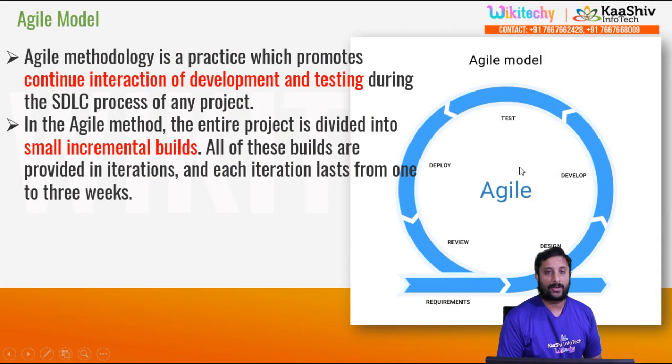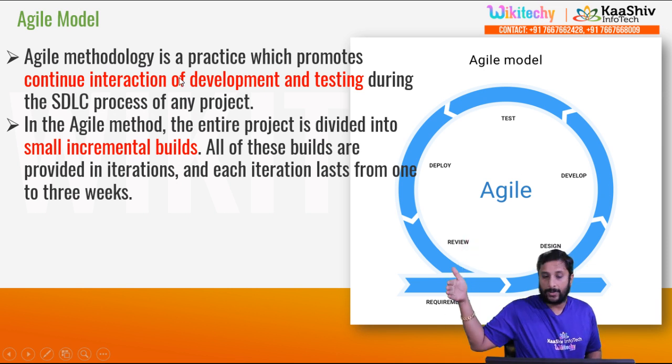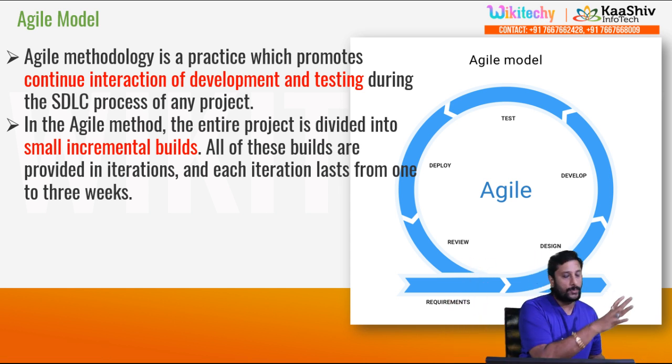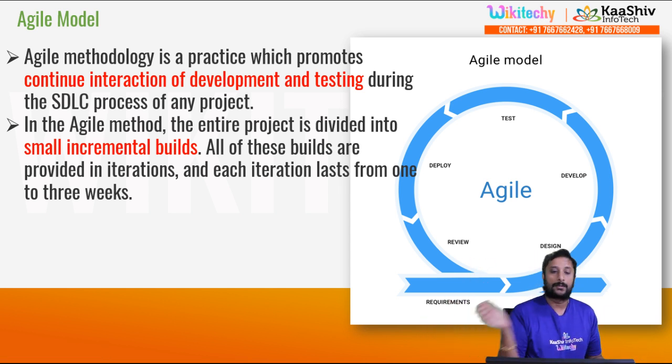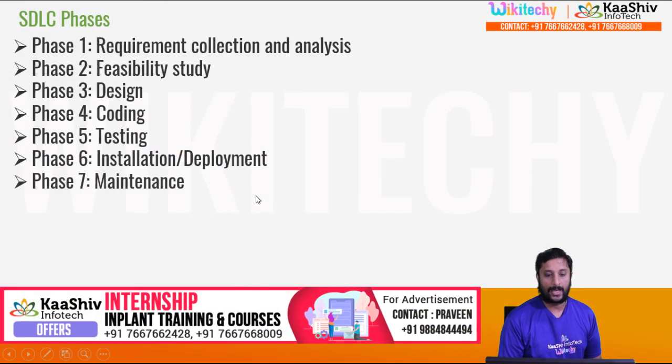And here is the final agile model. Agile model means there is continued interaction between a development team and a testing team. So if there is any issue found by the tester, it is solved by the developer. They call it agile technology or the agile model.